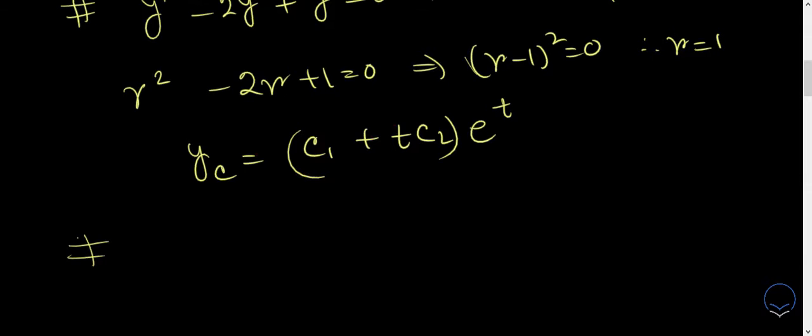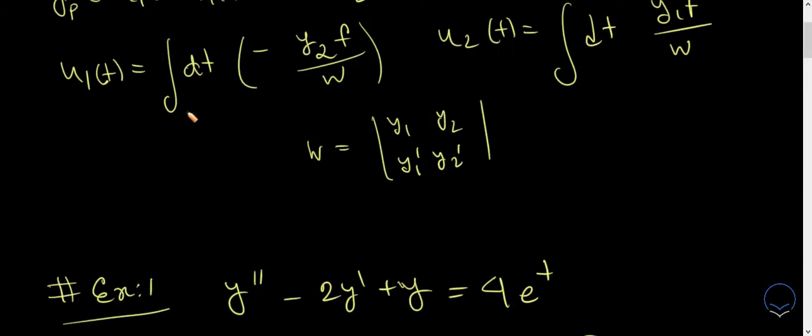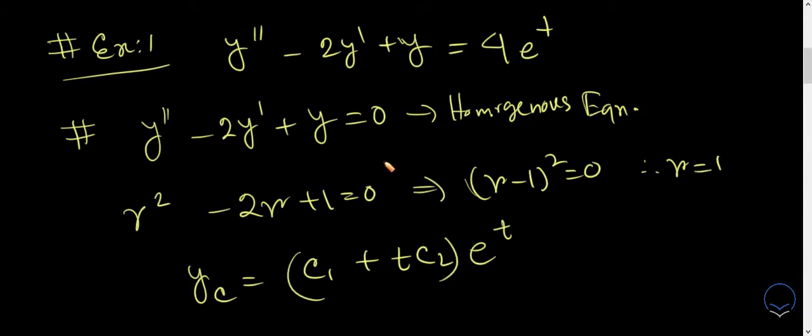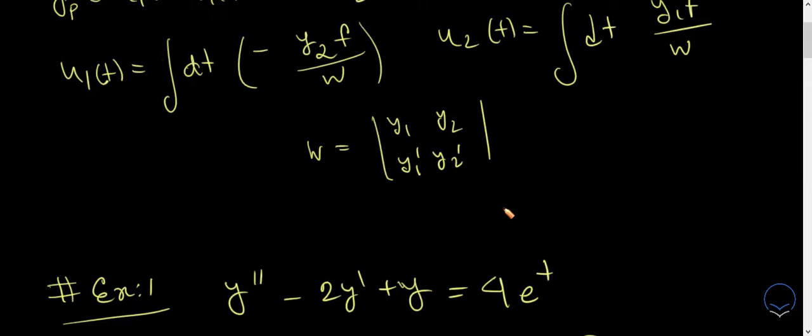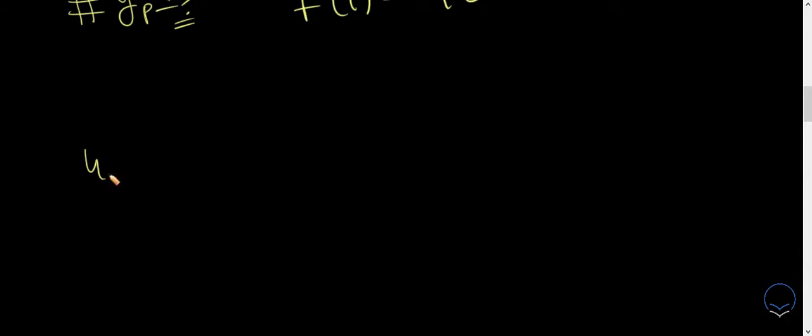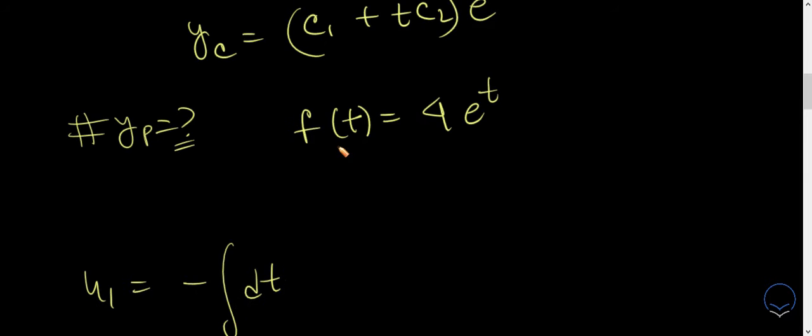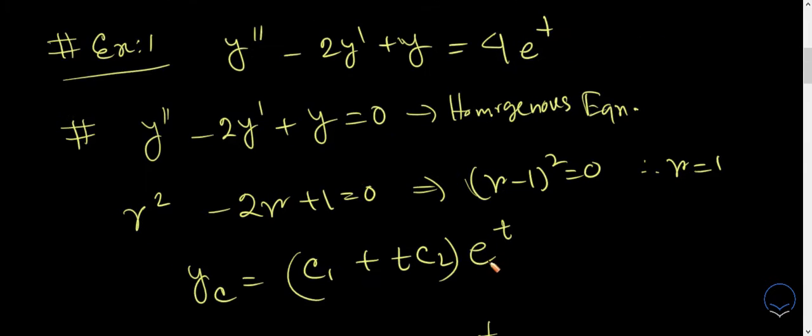But now we want to find yp. This is the thing we need to find. Using the formulas, we can easily find that our f of t is just 4 e to the power t. Now we are going to use the formula for u1 and u2. For u1 we'll write the minus sign, dt, and we'll have our y2 first, and our y2 is nothing but t times e to the power t.